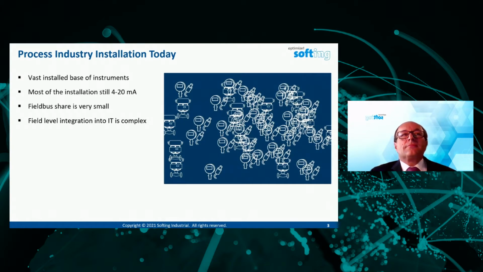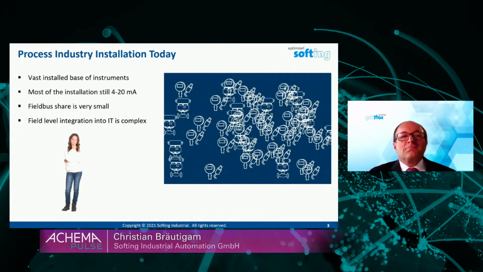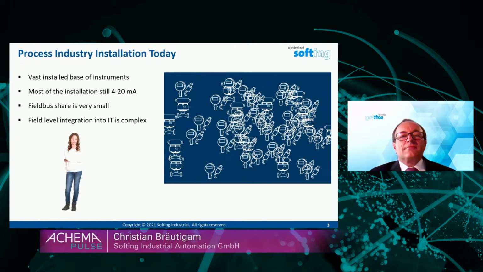Getting access from the control room to the devices and to much more information from the field was then possible, but required dedicated equipment and expert skills. This is probably why even today the fieldbus share doesn't exceed 15 to 20% of the installed process automation equipment. Today, integration of the field level into the IT would still require specialized gateways and a lot of expertise.